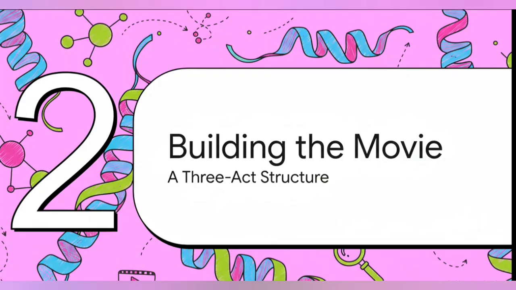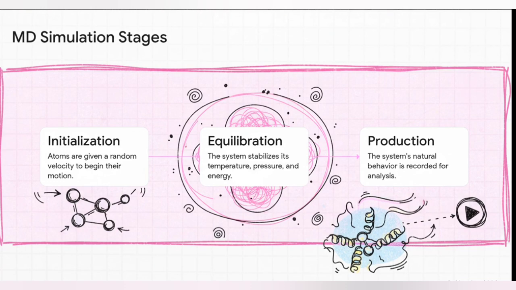So how do you actually make one of these movies? How do you go from a 3D model to a full-blown film of a protein in action? Well, it's a process that's kind of like a 3-act play. Act 1 is initialization. This is where every single atom in our virtual world gets a little random nudge to get it moving. Act 2 is equilibration. This is basically the warm-up act. The system needs some time to settle down from that initial chaos so that things like temperature and pressure can become stable, just like they would in the real world.